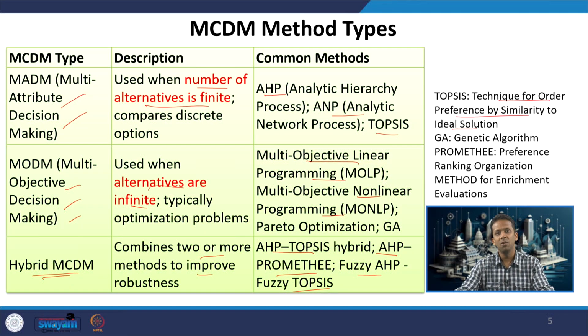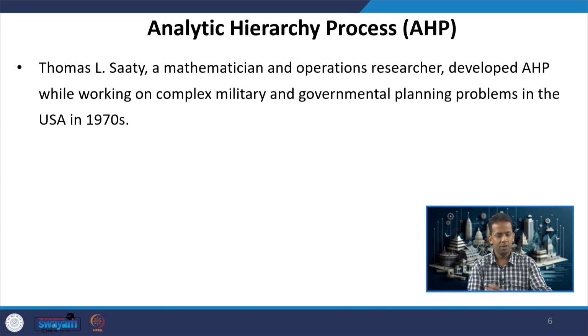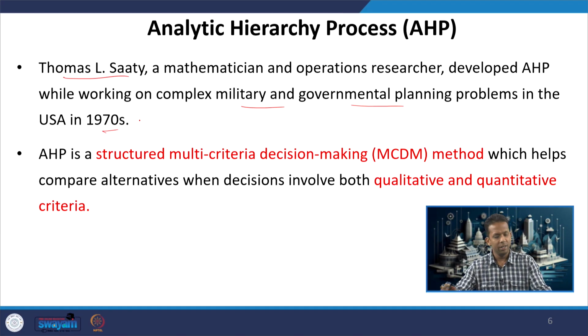So, in such cases, we often employ this optimization based approach. Those are called multi-objective decision making. The first one is multi-attribute decision making. In this course, we will be focusing mainly on one of the most widely used methods, that is analytic hierarchy process, AHP. AHP was proposed by Thomas L. Saaty, a mathematician and operations researcher in the US, while his group was working on complex military and government planning problems in the 1970s. And it is a structured multi-criteria decision making method.